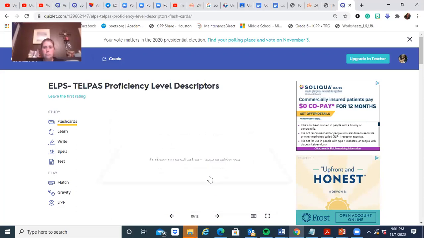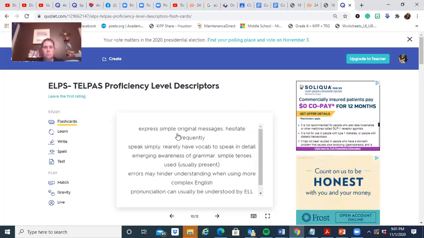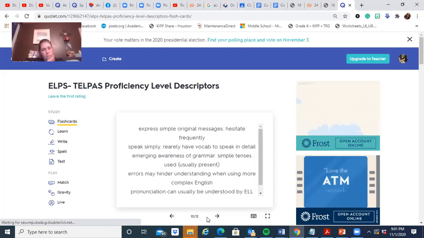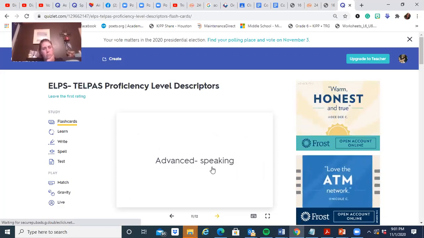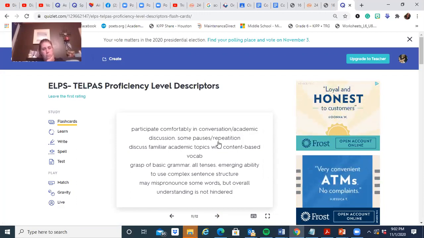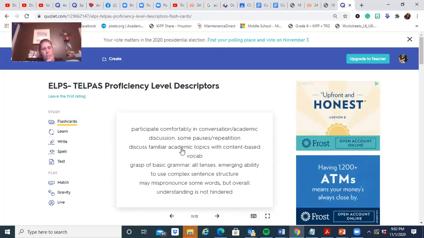With intermediate speaking, express what? Simple, original messages, hesitate frequently, speak simply, rarely have vocabulary to speak in detail. That should sound familiar to how it is with the writing, right? Same thing. Advanced speaking: participate comfortably in conversation and academic discussion, some pauses, repetition, discuss familiar academic topics with content-based vocab.